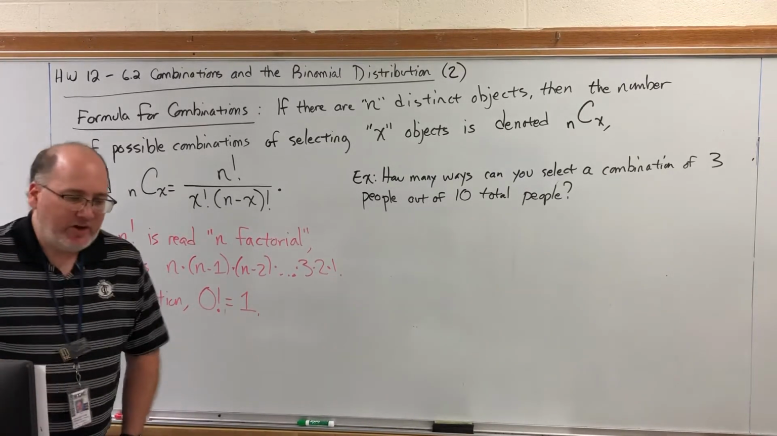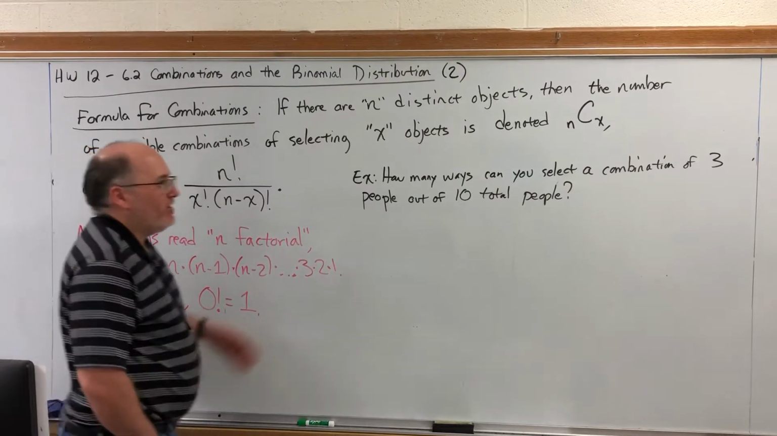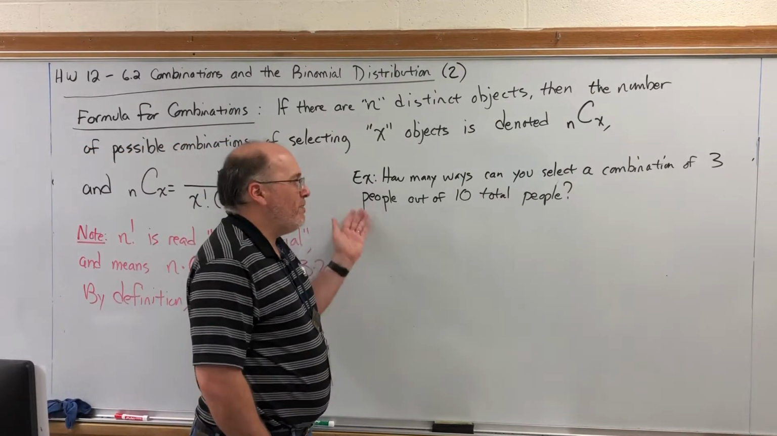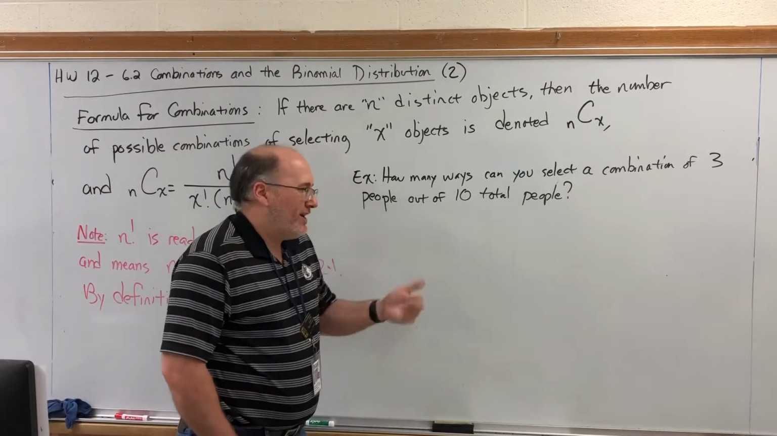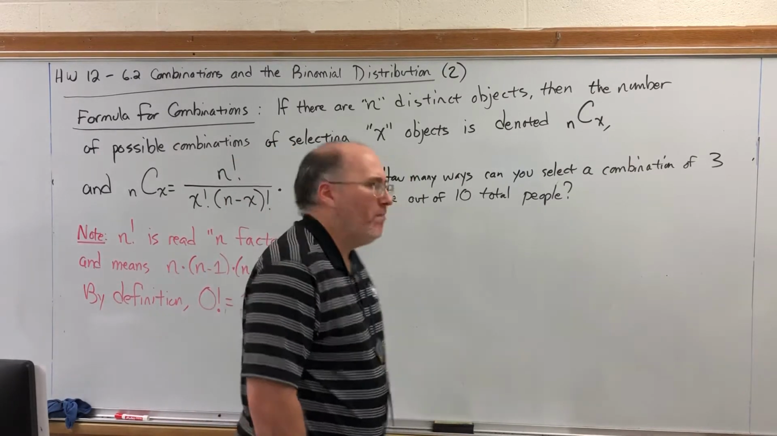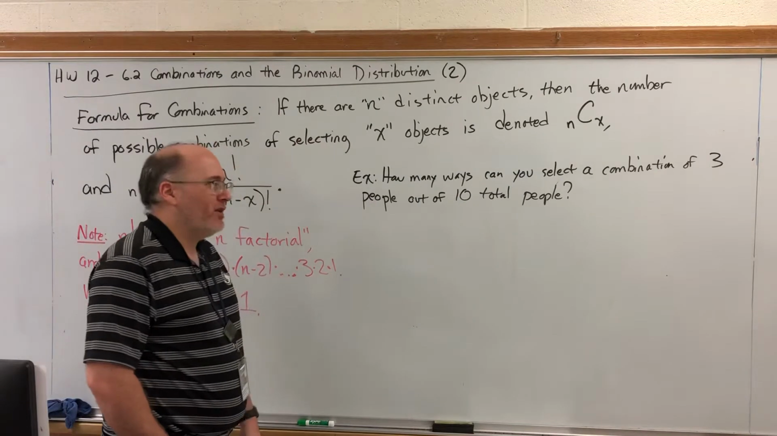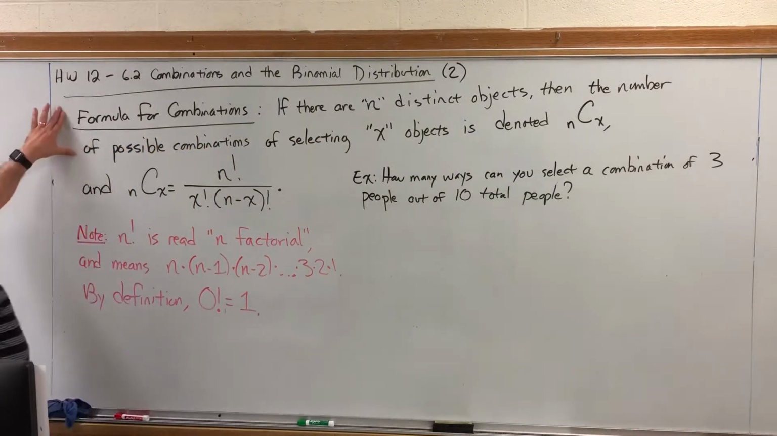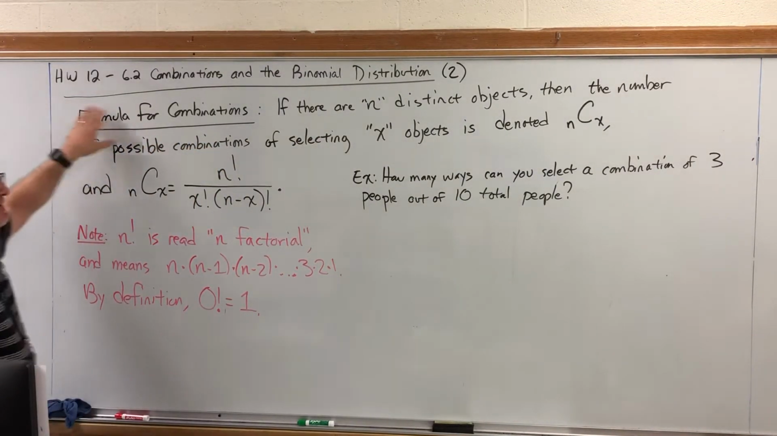In the previous video, I posed the question: how many ways can you select a combination of 3 people out of 10 total people? And I kind of gave it away and said the answer was 120. But where did I get that from? And what's the formula for counting the number of combinations? Well, there's a formula for it, and it goes something like this.